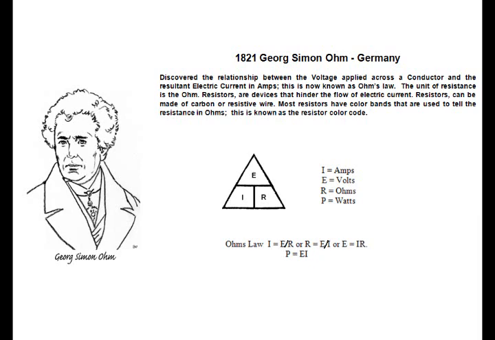And here's that little formula again, a little triangle I'm showing you. Ohm's law, I equals E divided by R. So current is equivalent to voltage divided by resistance. Resistance is equivalent to voltage divided by current. And voltage is equivalent to current times resistance. I draw that little triangle because it helps me remember. If I ever have an opportunity to forget, that makes it easy.